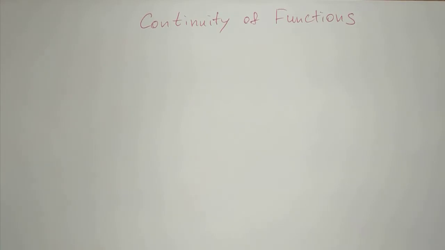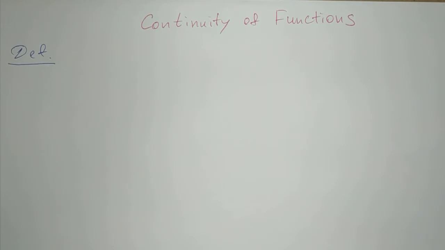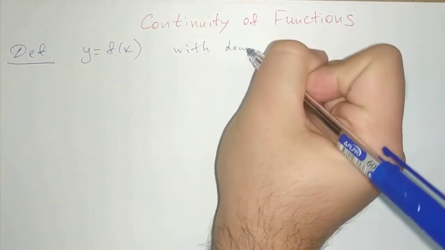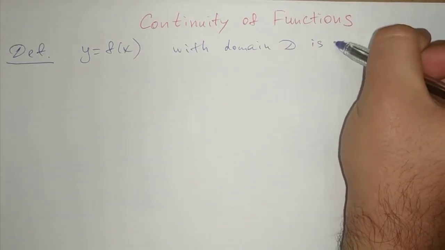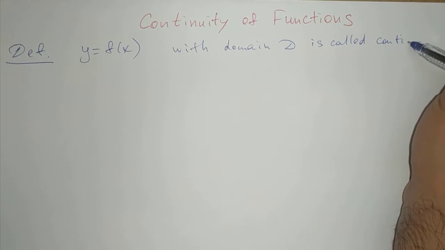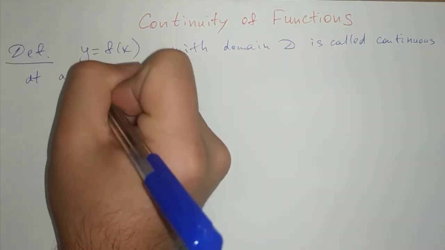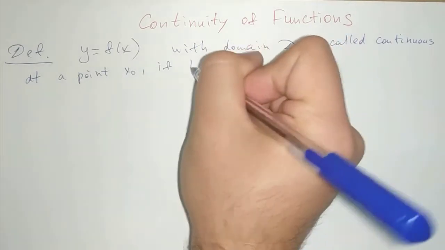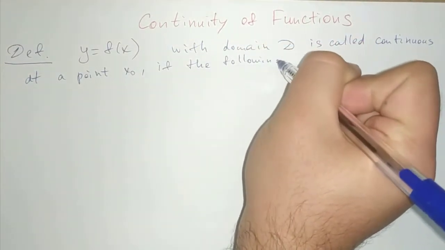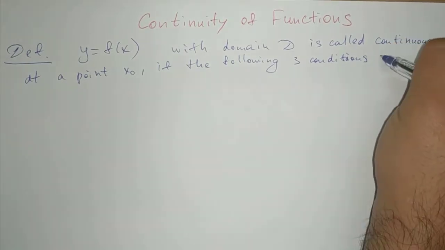Definition. A function y = f(x) with domain D is called continuous at a point x0 if the following three conditions hold.